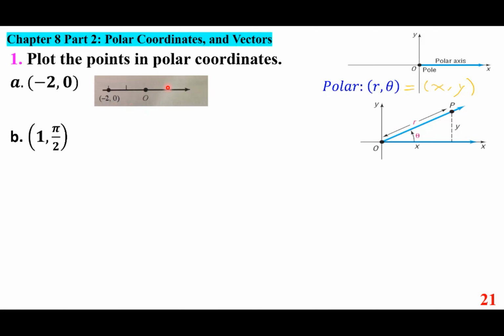So 0 degrees, and because r is -2, in the opposite direction. Remember, this is 0, this is pi over 2, this is pi, this is 3 pi over 2. So you go pi over 2, and you go 1 tick mark.